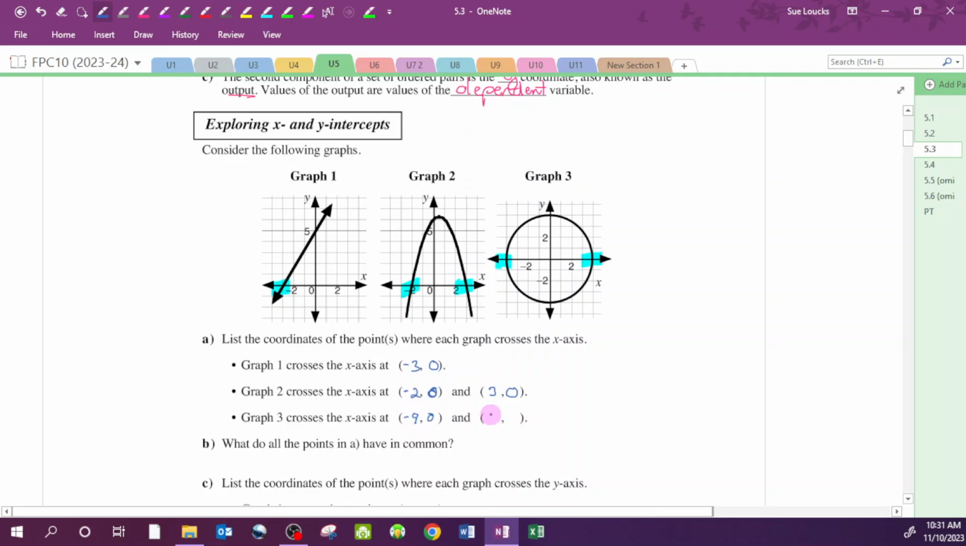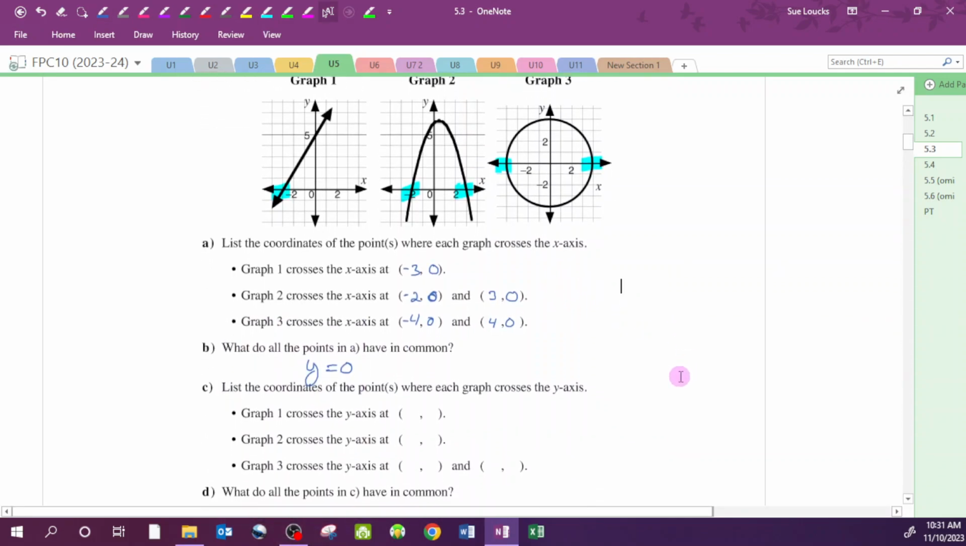and (4, 0). Let me just fix this one because the stylus that I use changed my 4 into a 9. Okay, what do all these have in common? Well, they all have their y value equals 0. This causes some confusion for a lot of students, because the x-intercept happens when y equals 0, because you haven't moved anywhere in the y direction if you're sitting on the x-axis. So think about what it means when we talk about an x-intercept or a y-intercept.